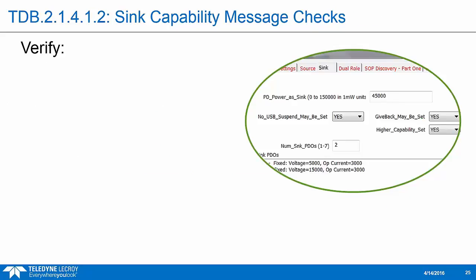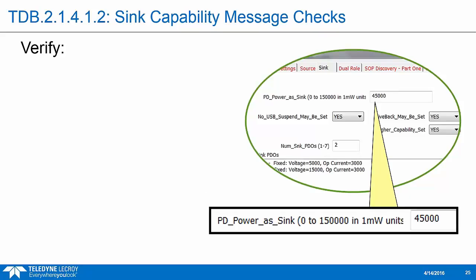What about sinks? They also need to provide a PDP value in milliwatts, which is entered in the VIF in the sink tab. Here, this device is also reporting 45,000 milliwatts, so a 45 watt PDP as a sink, and that would be used during testing to identify the maximum operating current it should advertise.